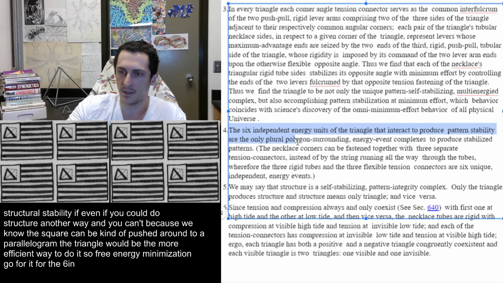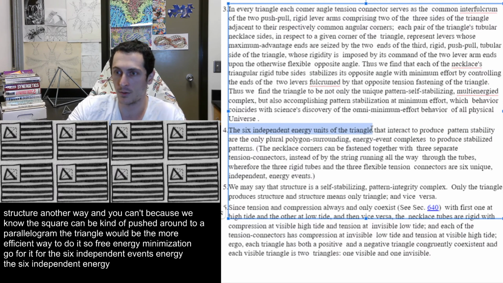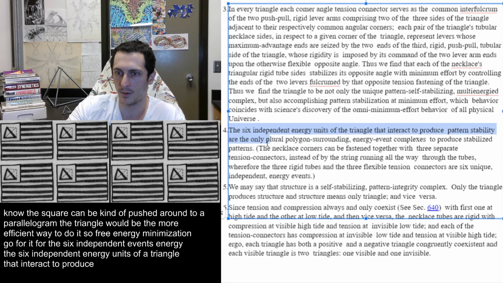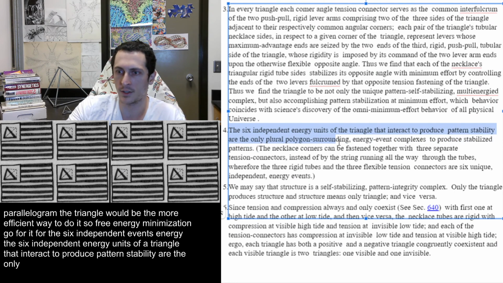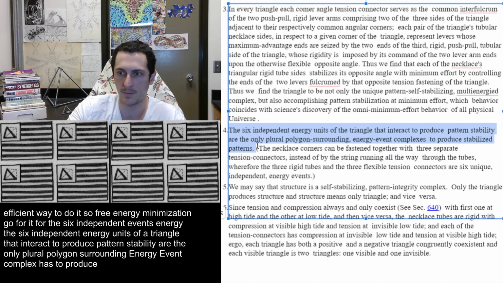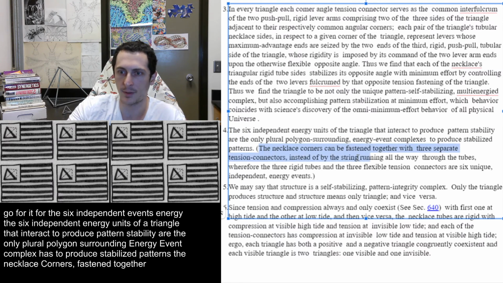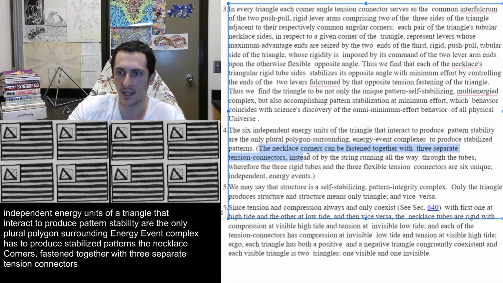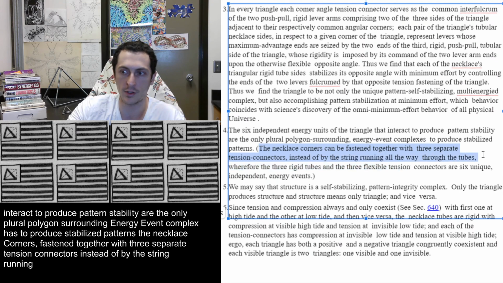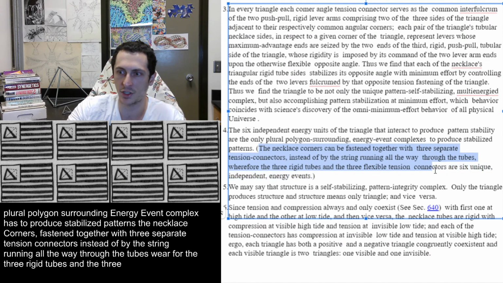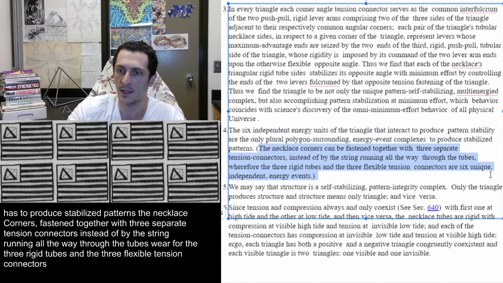The six independent energy units of the triangle that interact to produce pattern stability are the only plural polygon surrounding energy event complexes to produce stabilized patterns. The necklace corners can be fastened together with 3 separate tension connectors instead of by the string running all the way through the tubes, wherefore the 3 rigid tubes and the 3 flexible tension connectors are 6 unique independent energy events.